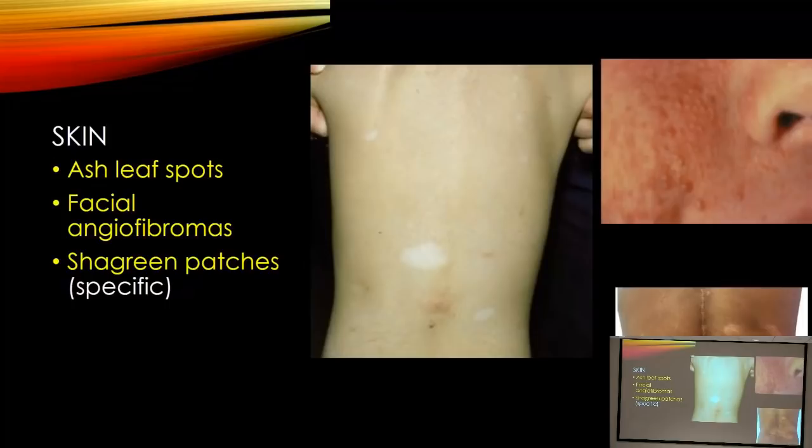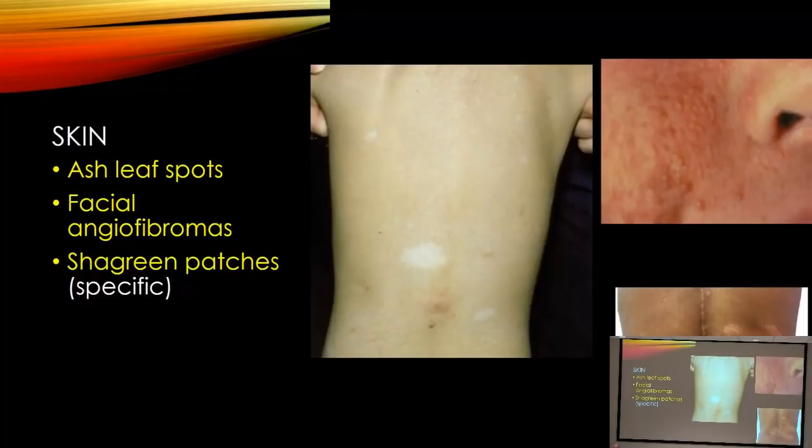All right, so in contrast to NF type 1, remember café au lait spots are hyperpigmented. In tuberous sclerosis, these are hypopigmented lesions, so they're called ash leaf spots. So we look for these. And also they have, usually on the face, a characteristic lesion called facial angiofibromas, seen here in the cheek area.